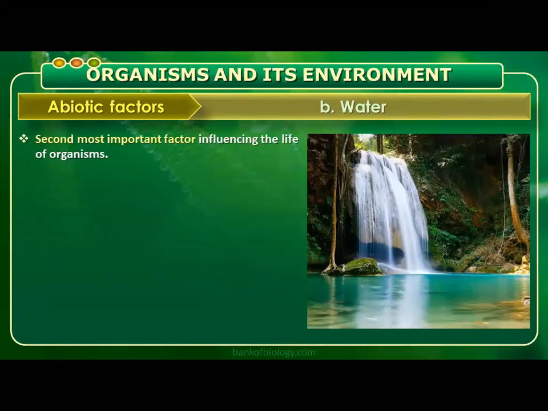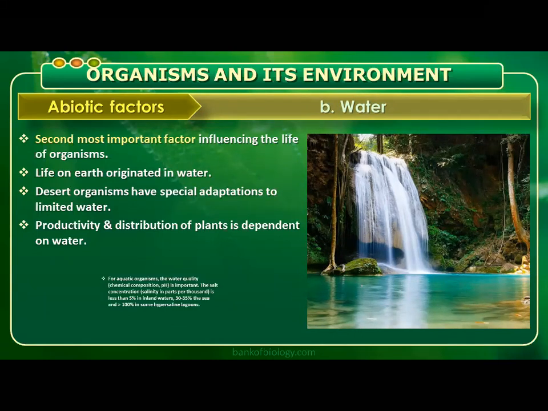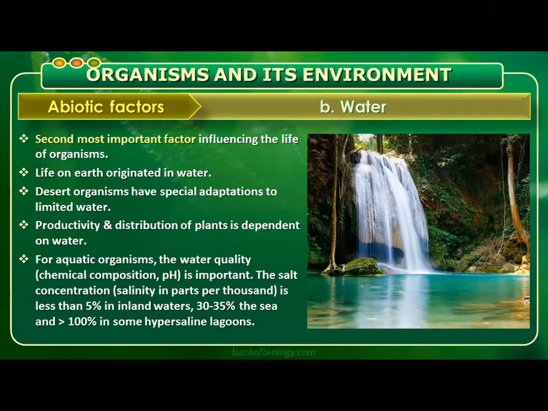Next, water. The second most important factor influencing the life of organisms is water. Life on earth originated in water. Desert organisms have special adaptations to limited water. Productivity and distribution of the plants is dependent on water. That is the importance of water we are talking about.